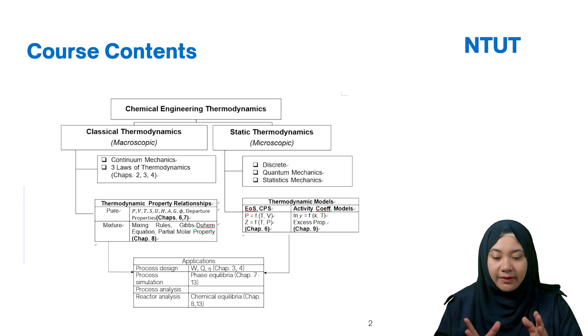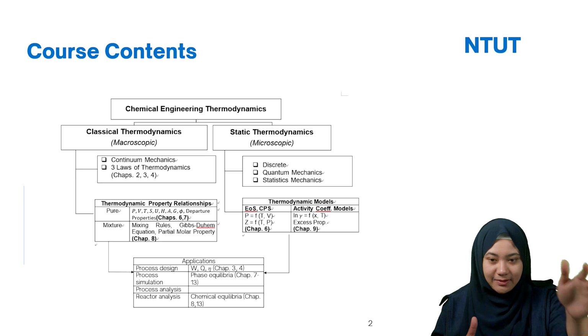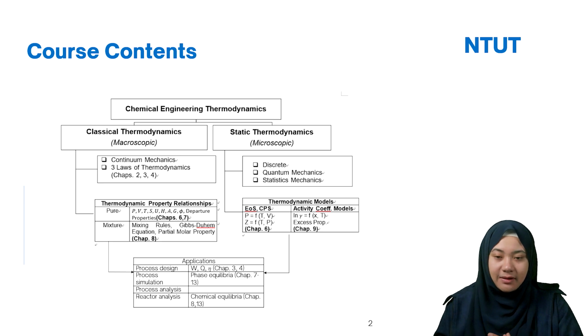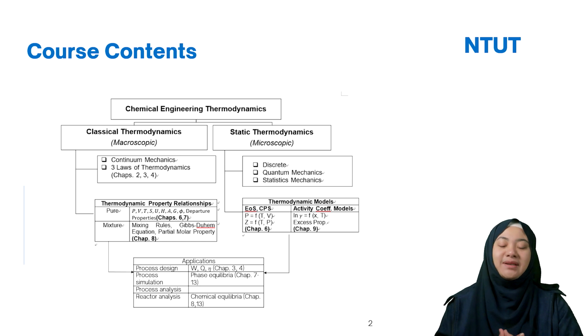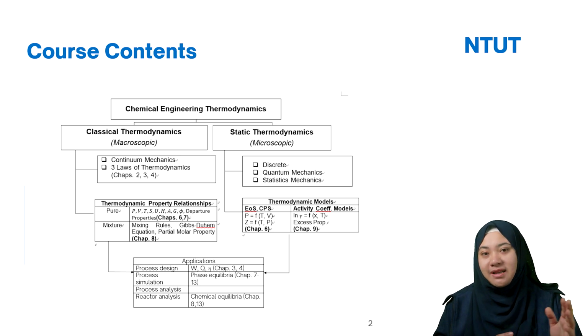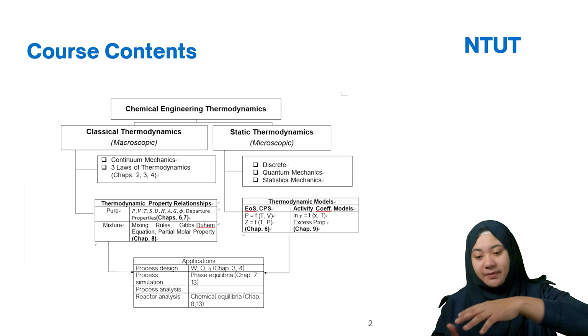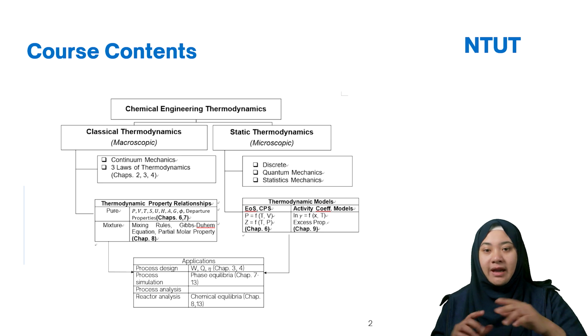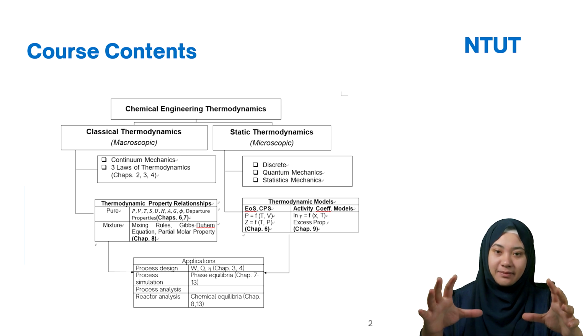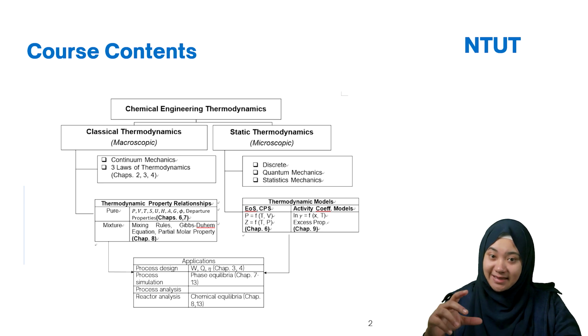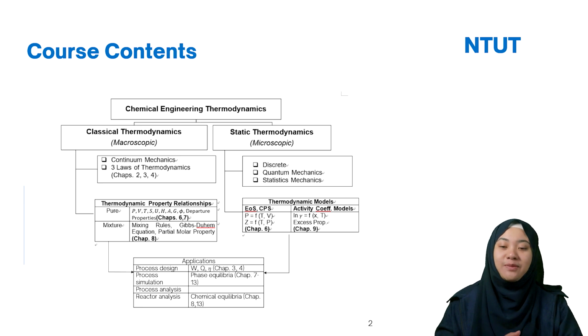So what's the difference between these two? If I have one class, with 40 boys and 60 girls, for example, I just calculate how many boys and how many girls are inside the class. This is what we call macroscopic. So overall, if you have one system, how much mass in and mass out, or energy in, energy out. This is macroscopic.